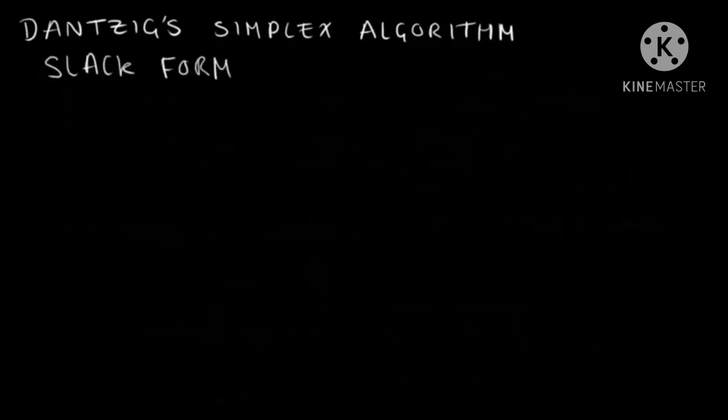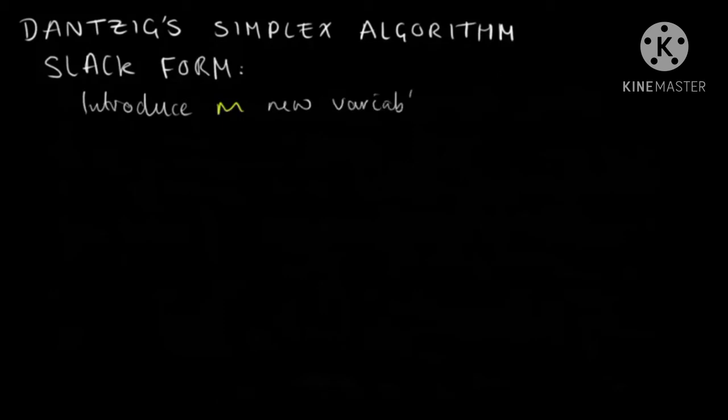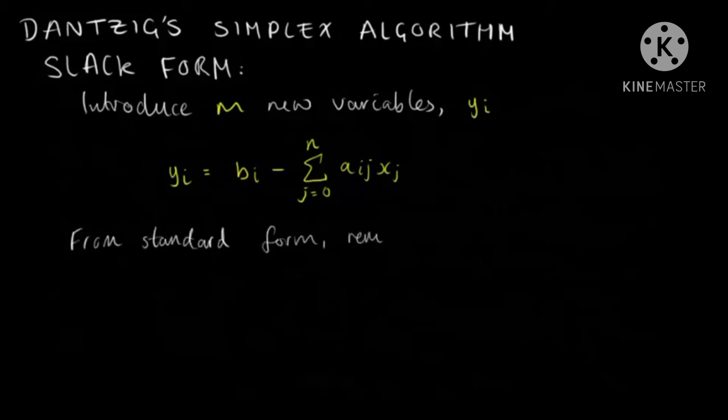So, going back to slack form, we'd start by introducing m new variables, which I'm going to refer to collectively as the slack variables and individually as y sub i. Each slack variable is associated with an inequality from the standard form, and is defined as the difference between the two sides of said inequality.